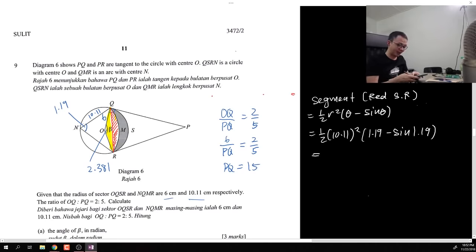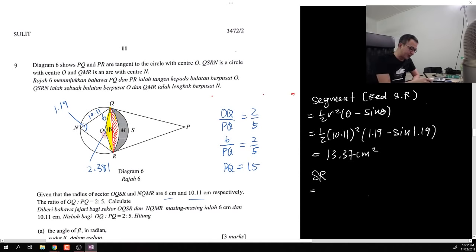Then I use my calculator on this. Make sure you calculate in radian. 1.19 minus sine 1.19, and then multiply by 10.11 squared divided by 2. So this area is 13.37 cm square. Alright, now I get the red color shaded region. Then the next thing is I will find the area of sector, and then I will minus the red color and minus the triangle. So I will find the shaded region they asked for.